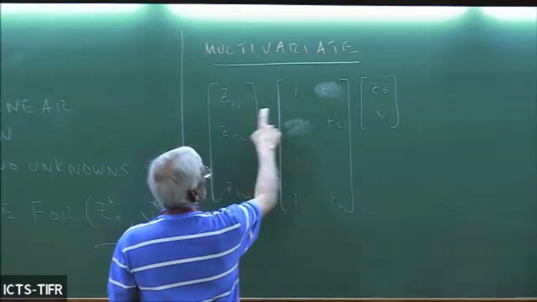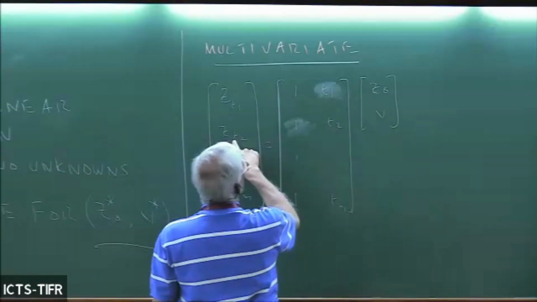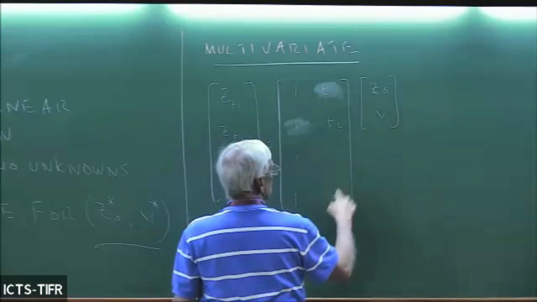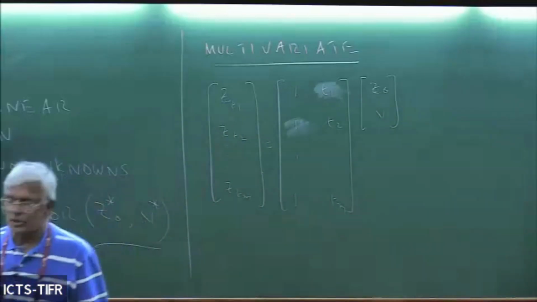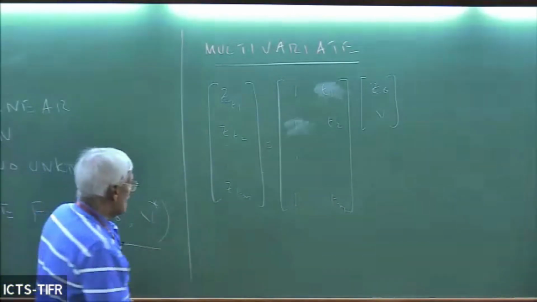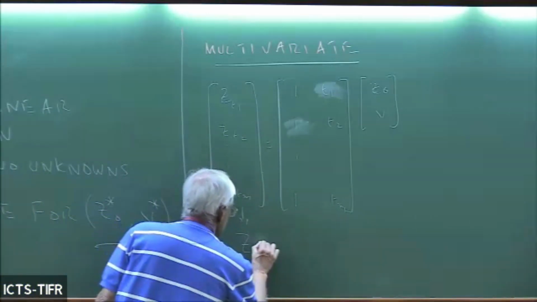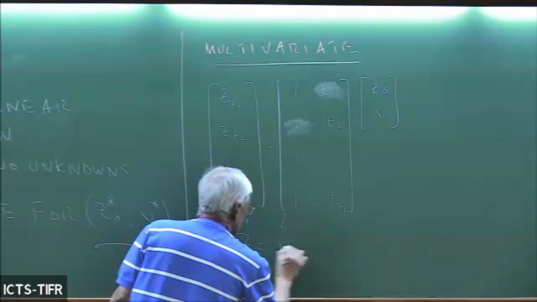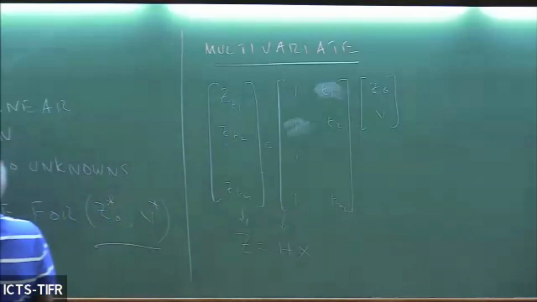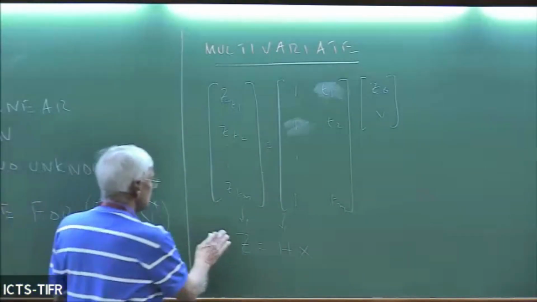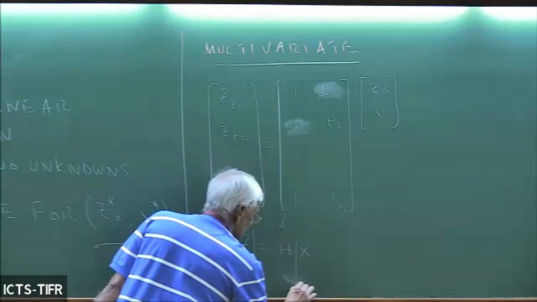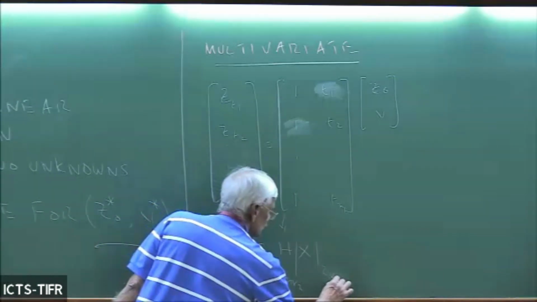So Z_T1 is equal to Z naught plus V_T1, Z_T2 is equal to Z naught plus V_T2, Z_TM is equal to Z naught plus V_TM. Now, do you agree that the model can be written in the matrix form like this? I am going to call this vector Z. I'm going to call this matrix H. I'm going to call that vector X. This is X, we already know. So this is an M by 1 column vector. This is an M by 2 matrix. This is 2 by 1.